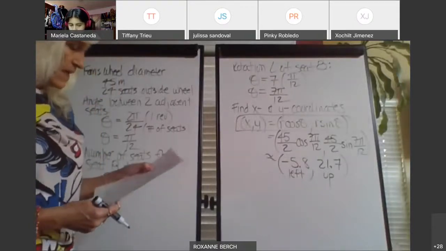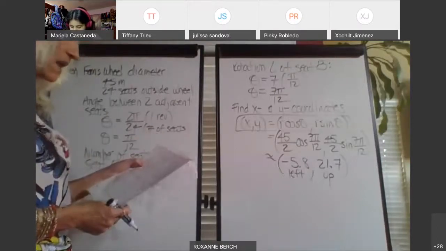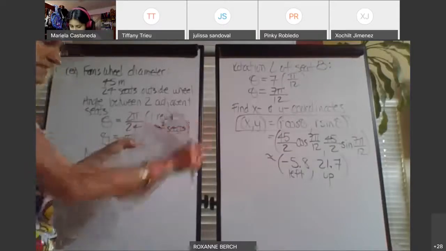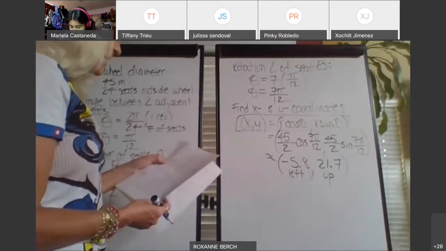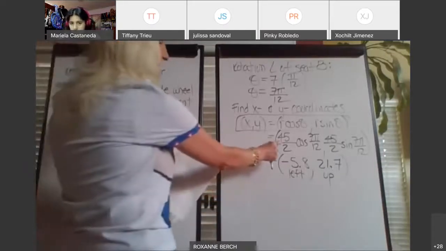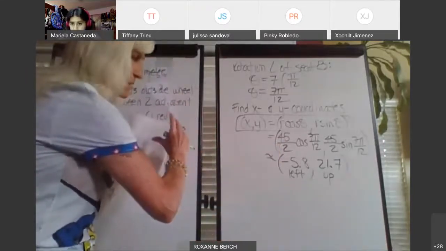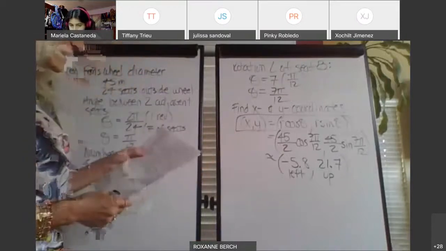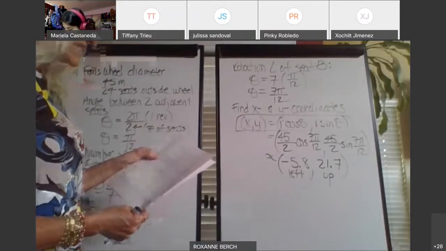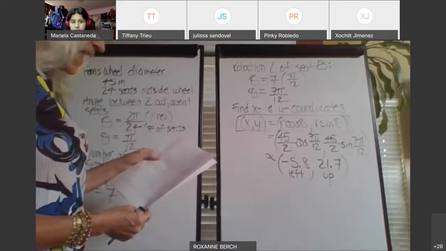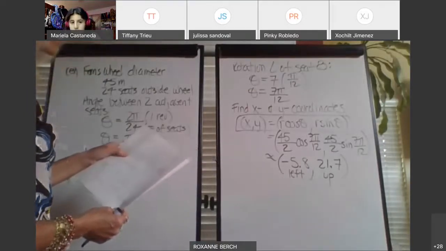Seat 8 is about 5.8 meters to the left and 21.7 meters above the center of the wheel. The center is 0, 0. That's the radius. The center is 22.5 meters above the bottom of the wheel. So seat 8 is stopped at 44.2 meters above the bottom of the wheel.